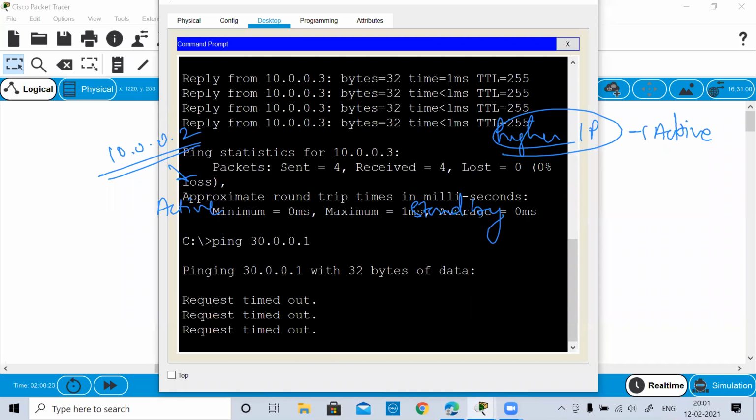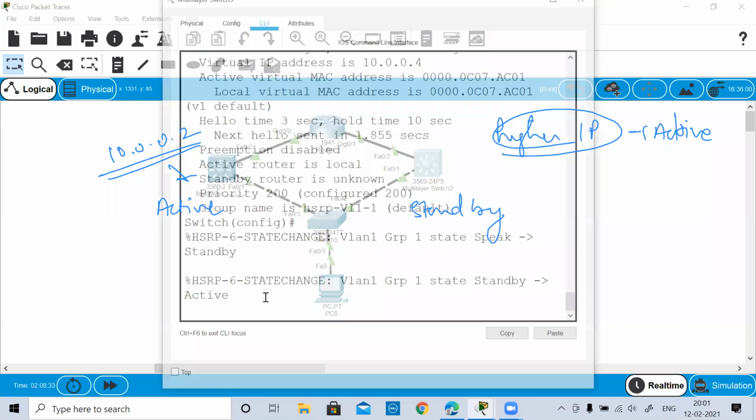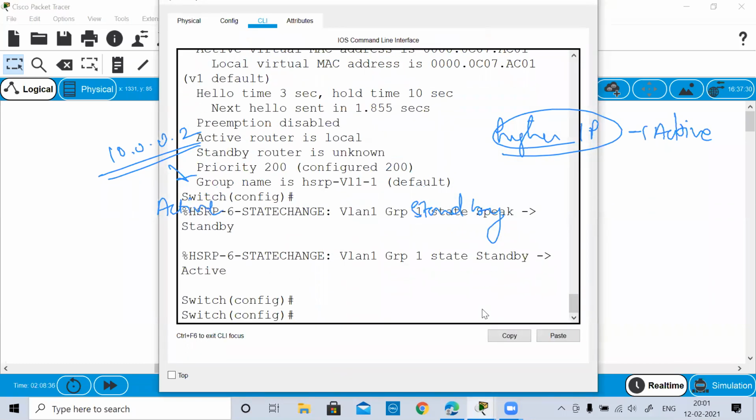Okay, I have not configured the default gateway in this particular router. Wait, I have to configure the default gateway for this. I haven't configured the default gateway, guys. So anyway, let me just go and show you the debug stuff.